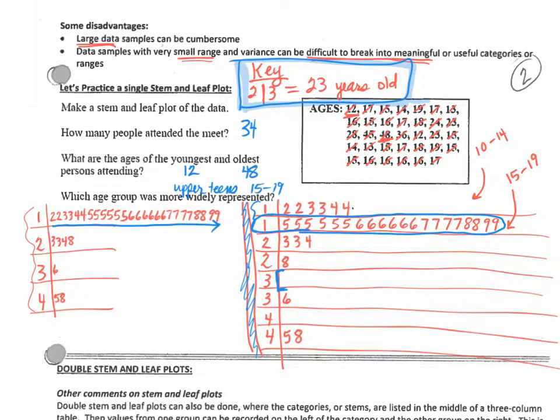But again, I've split it because 4 stems is not ideal. Typically, we want 5 to 10 stems. Okay, let's take a look at this next one.